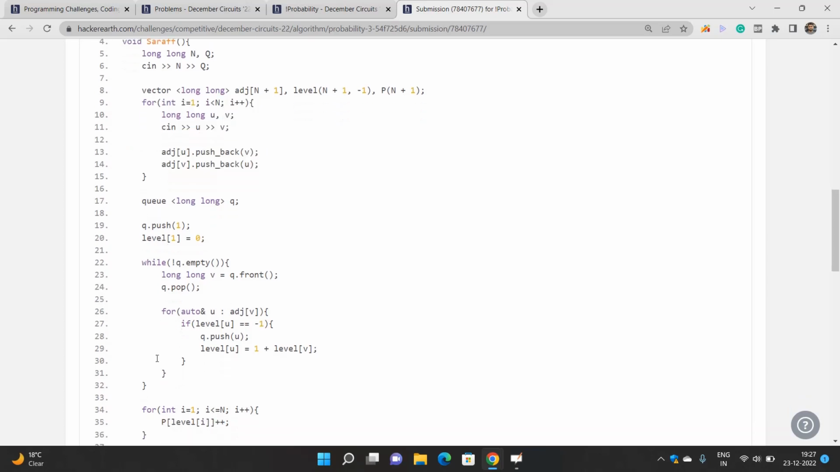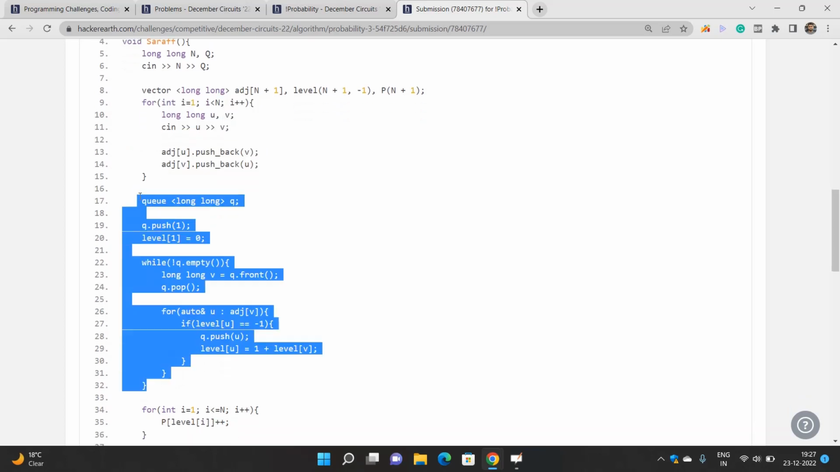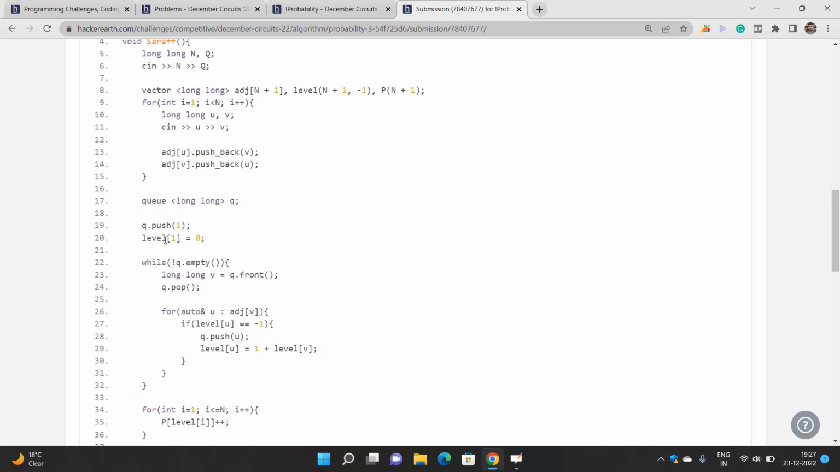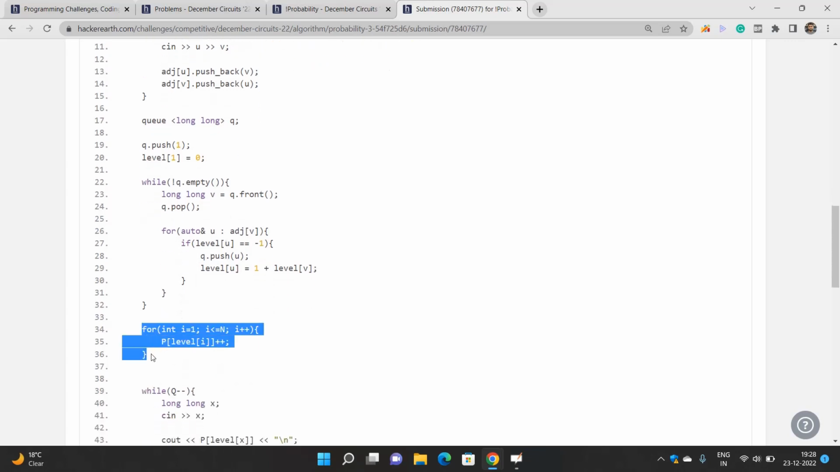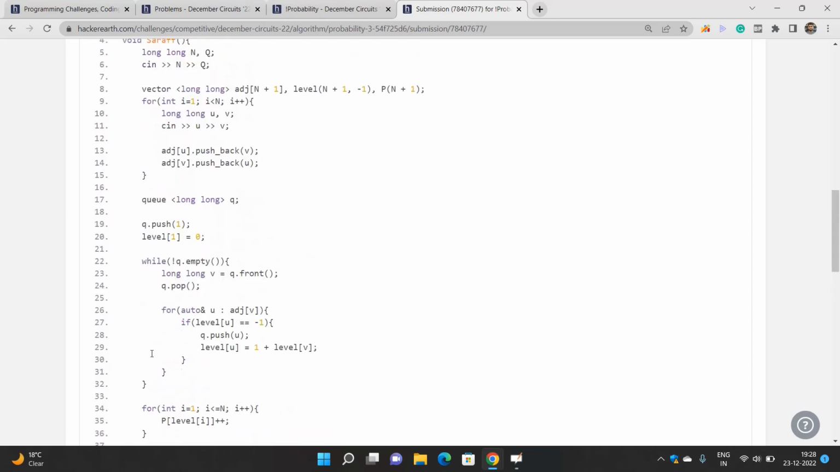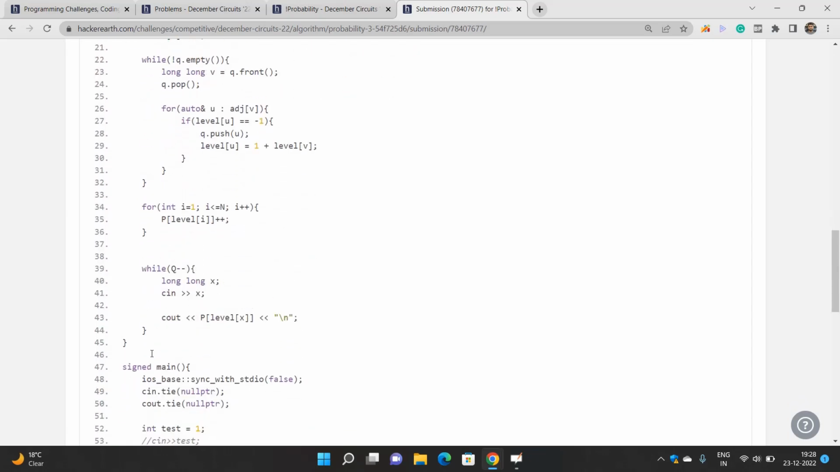Now this entire code from here to here is going to have the concept of breadth first search, where we are just trying to find out the level of each node. Okay, so you can see each time if the node is unvisited, we check it by the condition level of u is equal to -1. Then we insert it into the queue, and we make level of u equal to 1 plus level of v. Finally we are storing the number of nodes present on each level in the p vector. Okay, you can also take an array as it is.